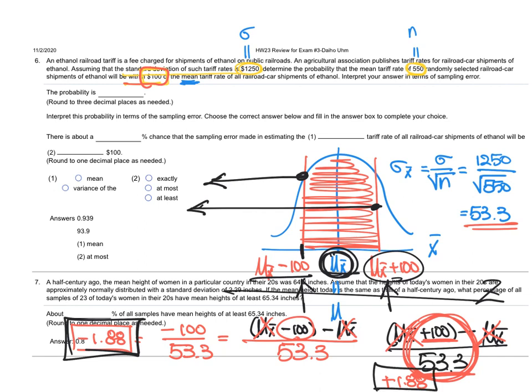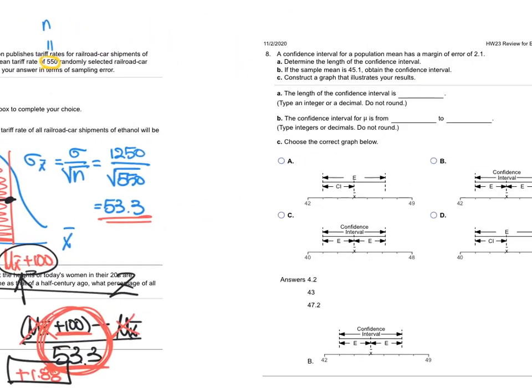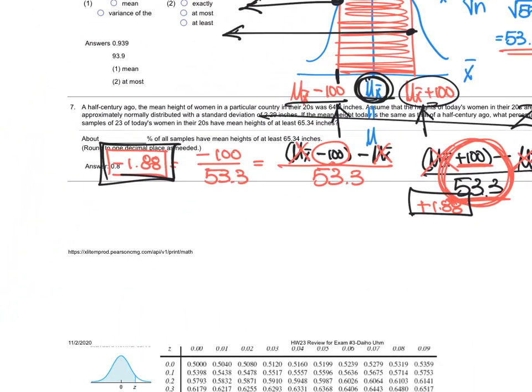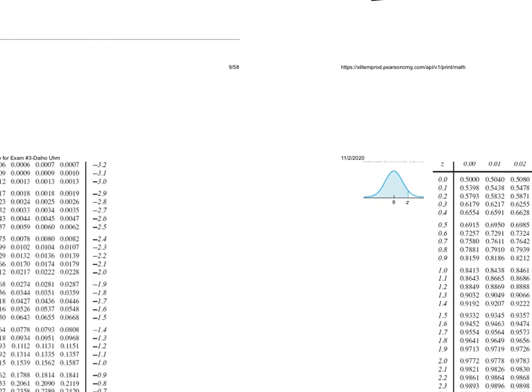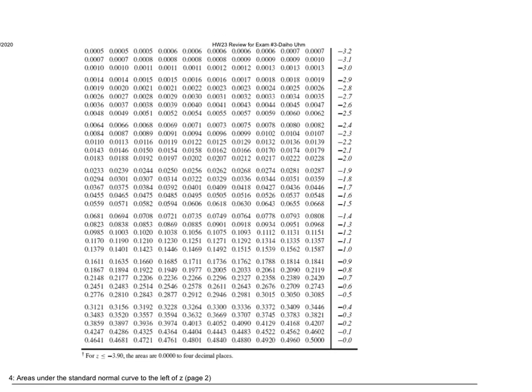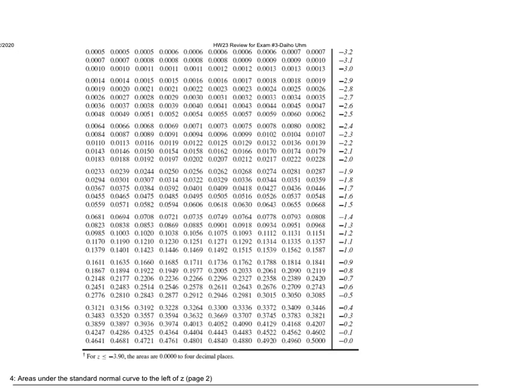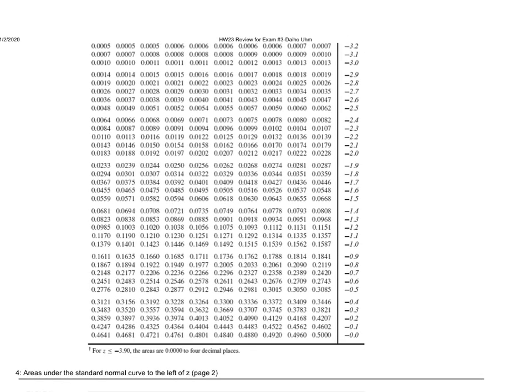So let me go to the z table. Where is the z table? Yes, I think the next page. Yes, negative 1.88. 1.8, and the very last one is the 9 and 8. This one, yep, there is 0.0301.